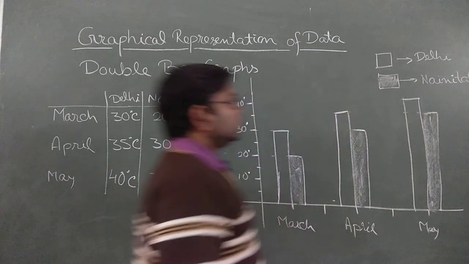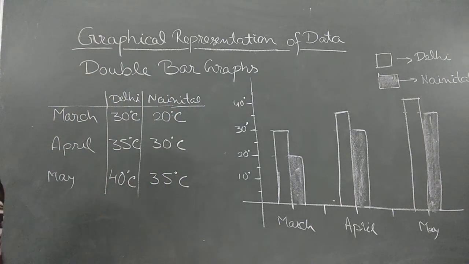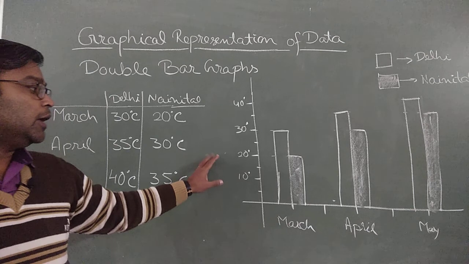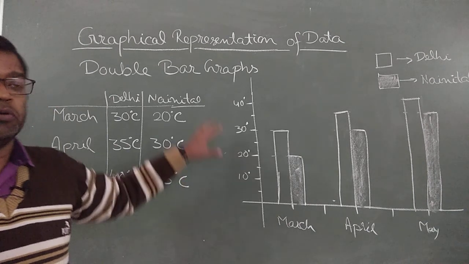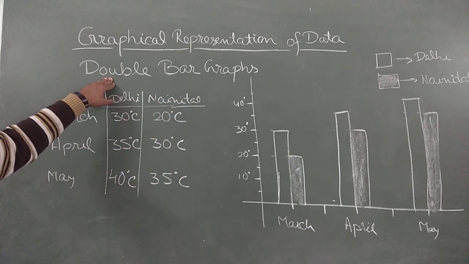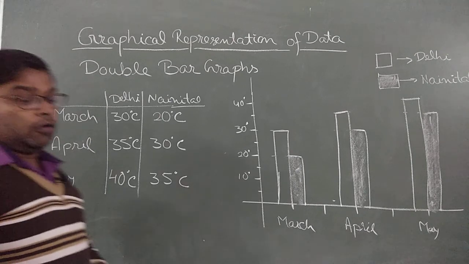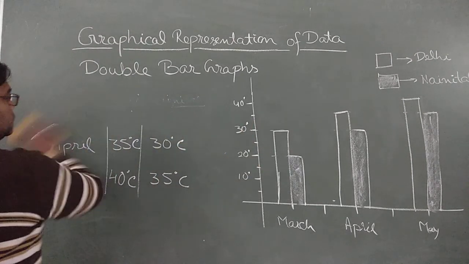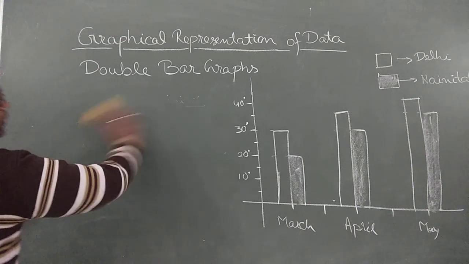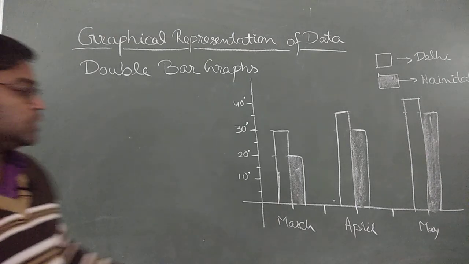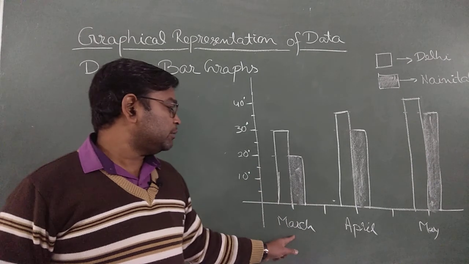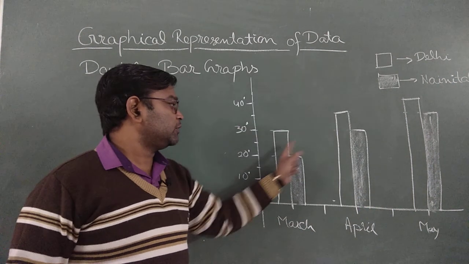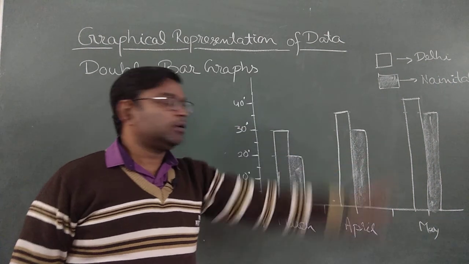So this is comparing two different sets of data in a single bar graph. This is known as a double bar graph. If only the graph is given to you, you can easily find out that this is a comparison of the temperature of two cities for the months of March, April and May. These cities are Delhi and Nainital. This is for Delhi and this is for Nainital.